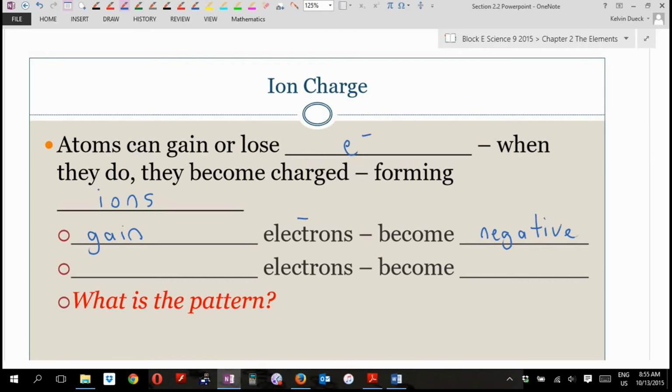If you lose electrons, you become positive.